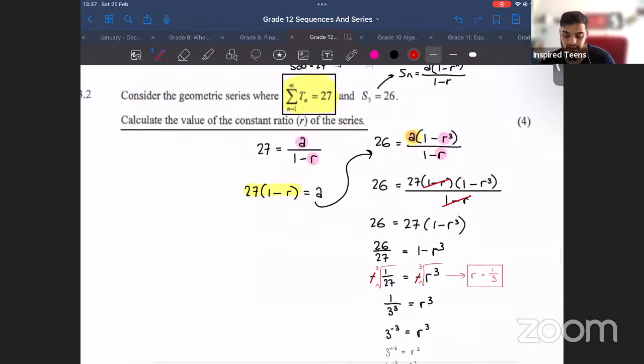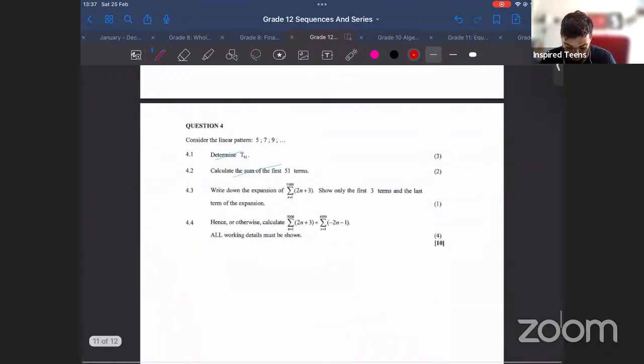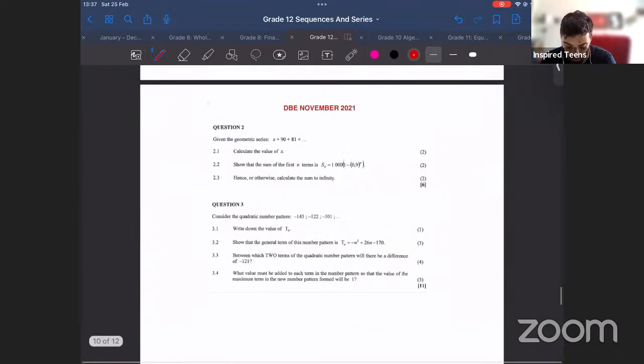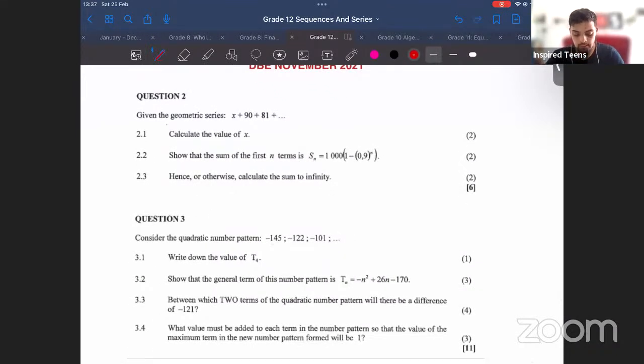Okay, so yes, another example, using sum to infinity as well as just sum. Let's look at the next question. Let's do this basic question, November 2021 paper. It's a geometric sequence and has an unknown x. Let's work through it.